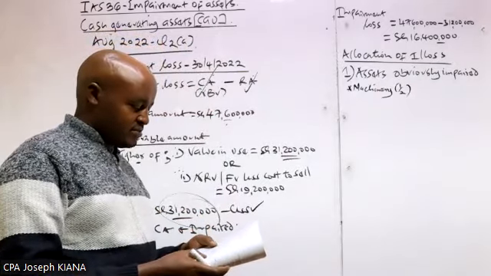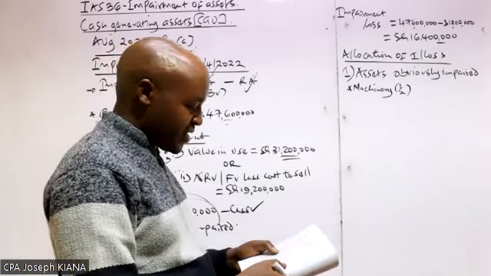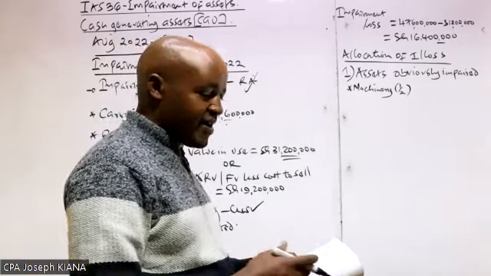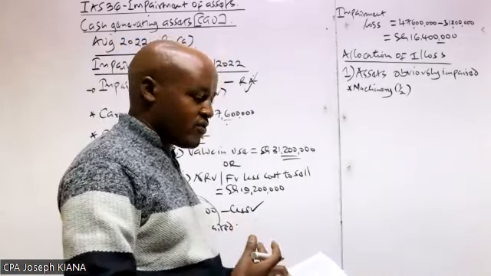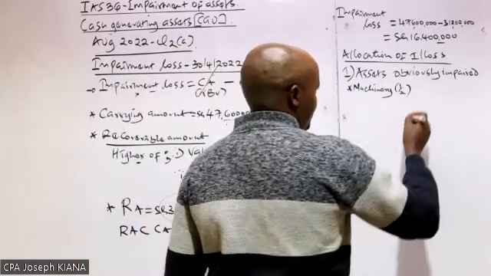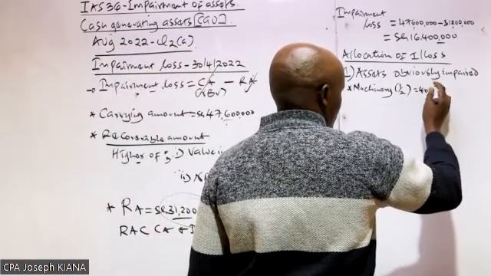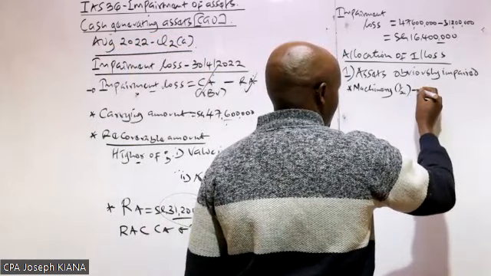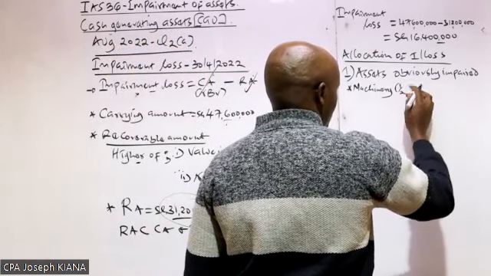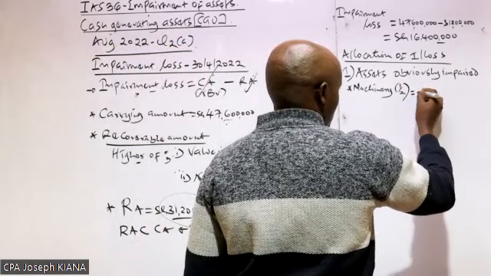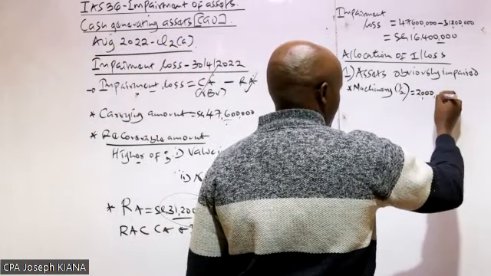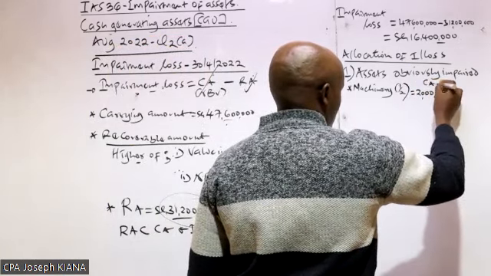If we go back to the information under paragraph 2, the machinery have a carrying amount of 4 million. So what is half of that? Half of that is 2 million. Remember, this is the carrying amount.